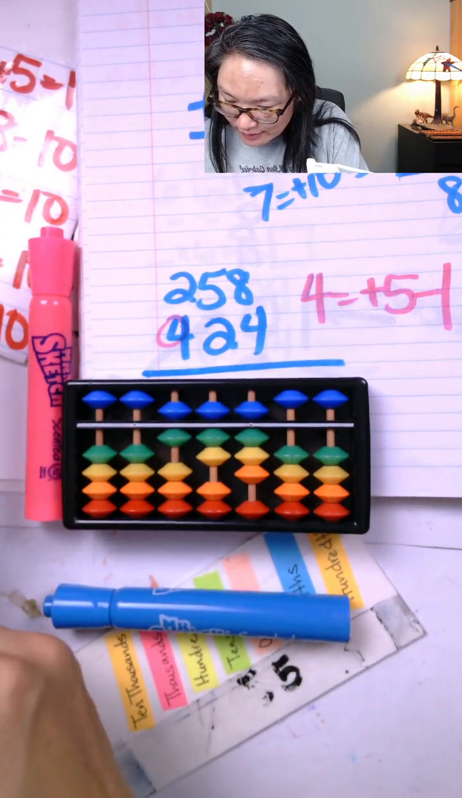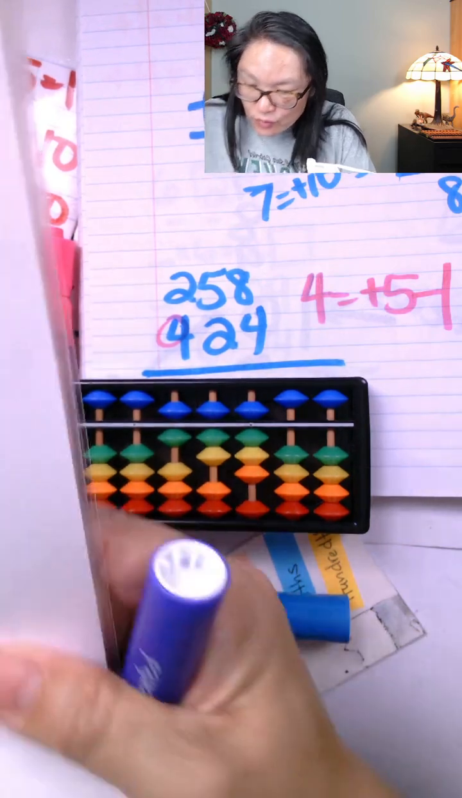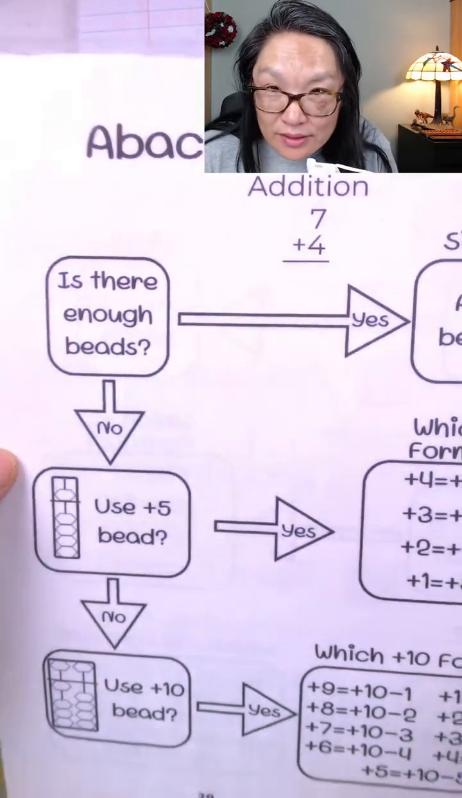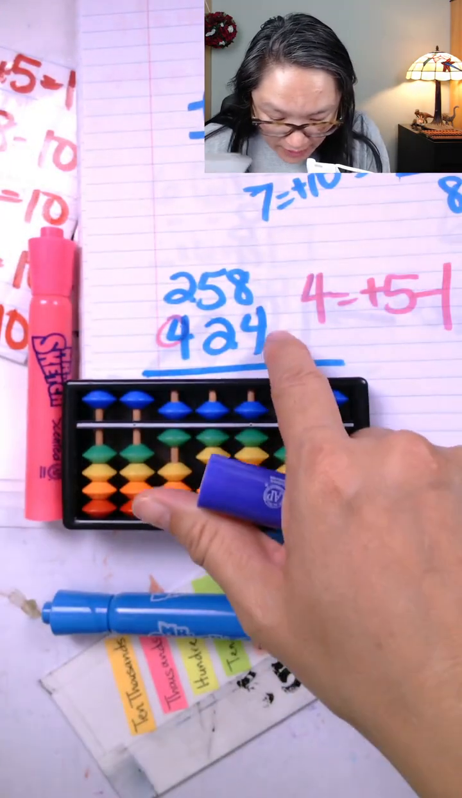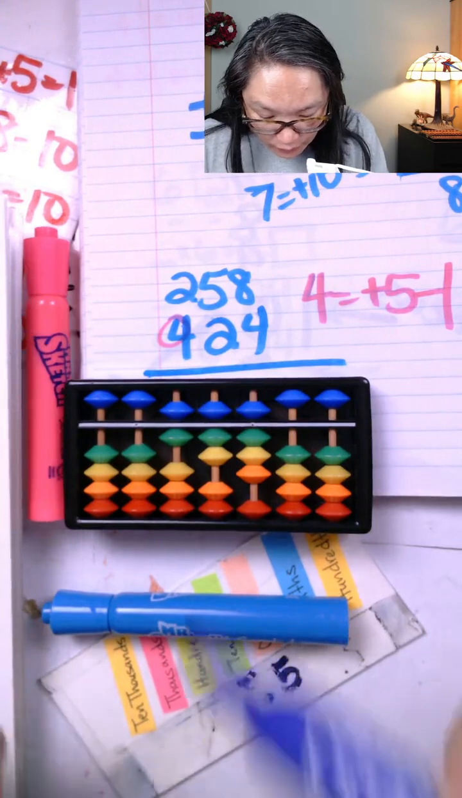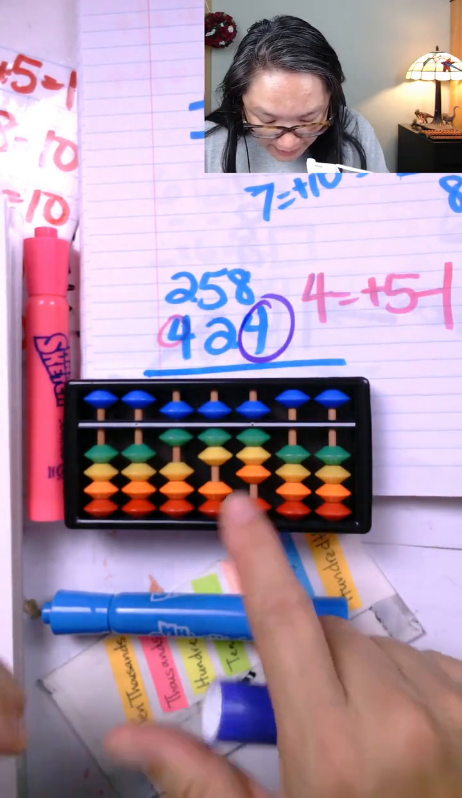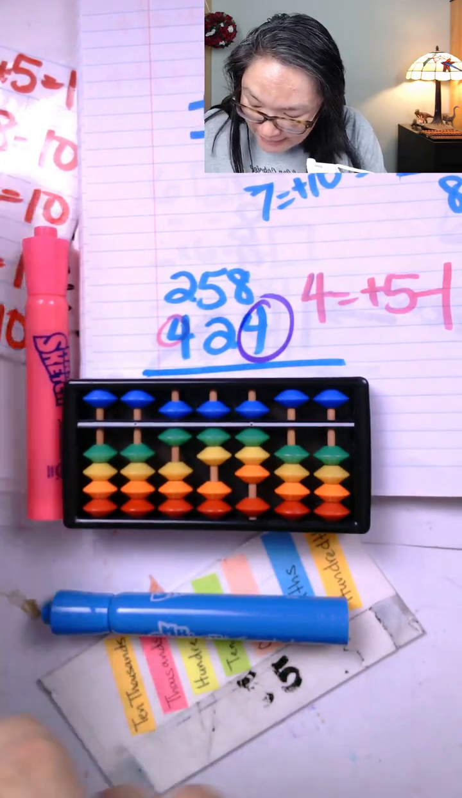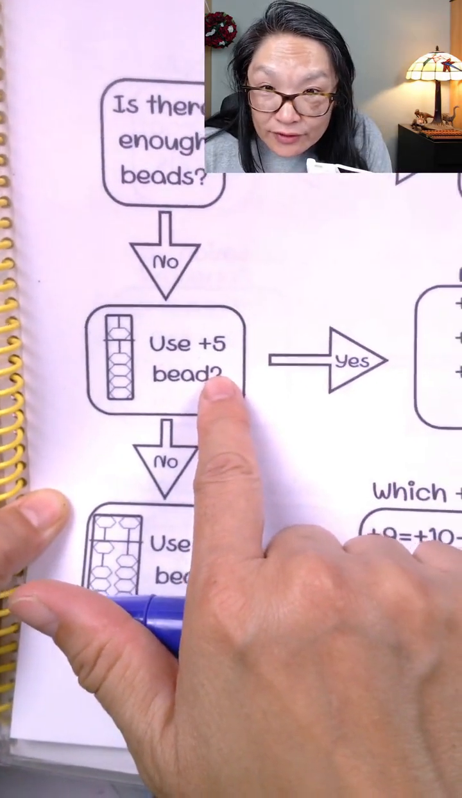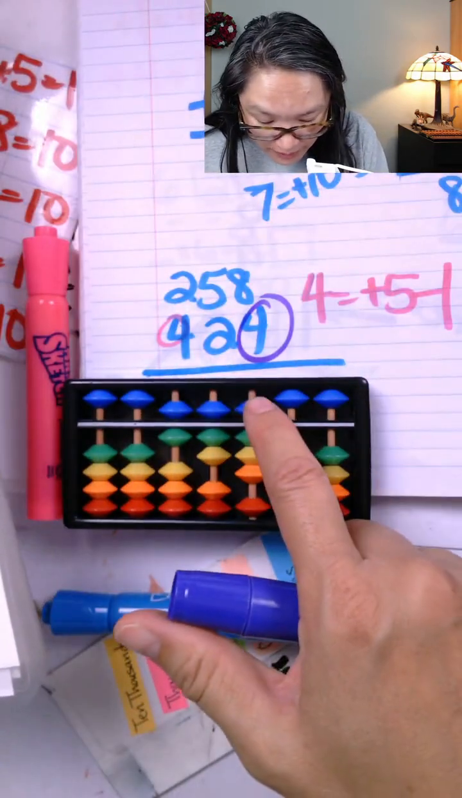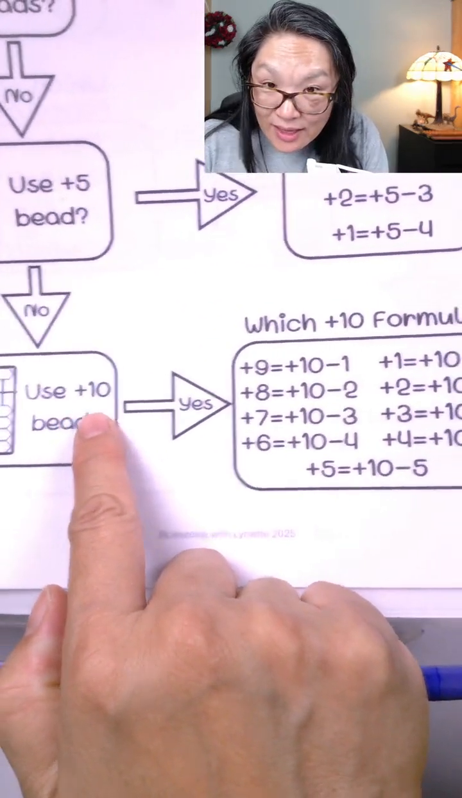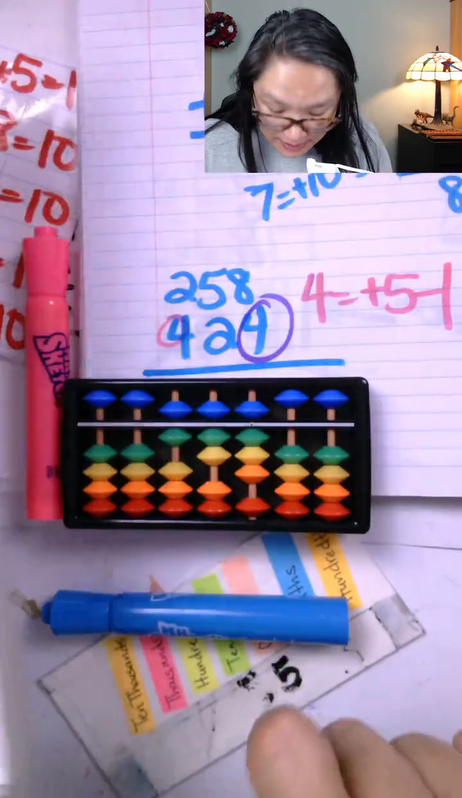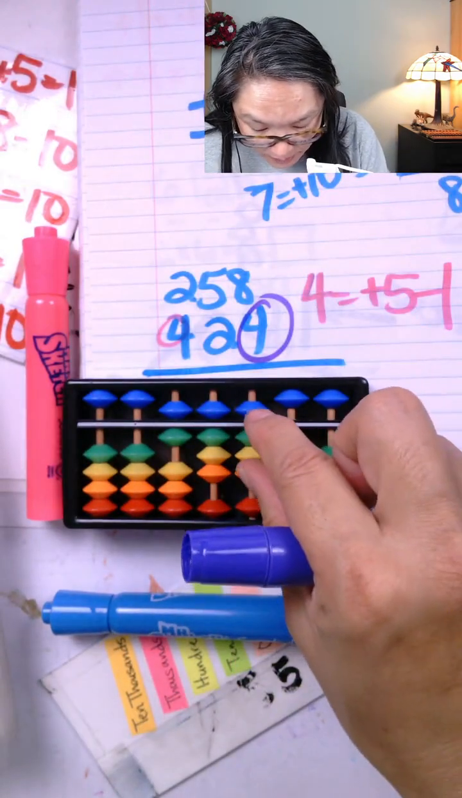This is the great one. There's a workflow that happens. Can I add the 4? Is there enough beads to add the 4? I want to add the 4. Can I add the 4? No. Can I add the 5? No, because I'm already using it, so I cannot. I need to go to 10. I need to plus the 10 minus the 6. So I'm going to plus the 10, take away the 6.